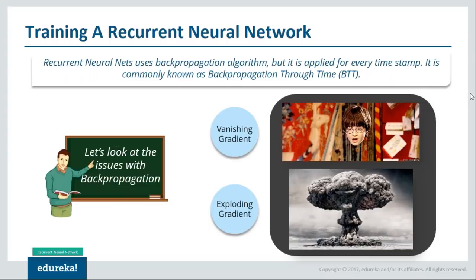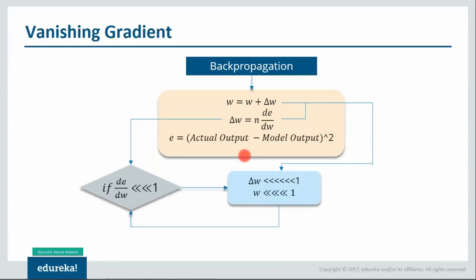Now with backpropagation, there are certain issues, namely vanishing and exploding gradients. Let us see those one by one. In vanishing gradient, what happens? When you use backpropagation, you calculate the error, which is nothing but the actual output that you already know minus the model output, the output that you got through your model, and the square of that. So you figure out the error. With that error, you find out the change in error with respect to change in weight or any variable. We'll call it weight here. So change of error with respect to weight multiplied by learning rate will give you the change in weight. Then you add that change in weight to the old weight to get the new weight.